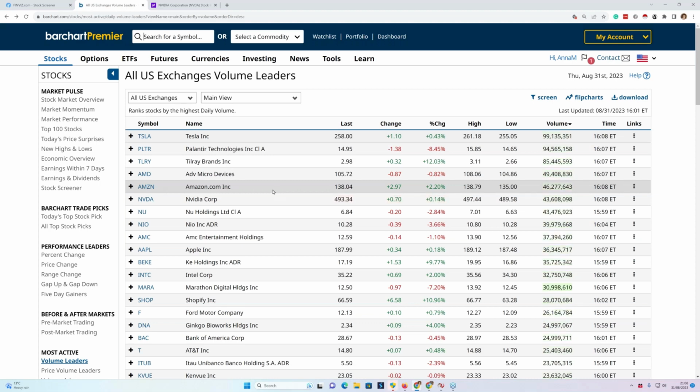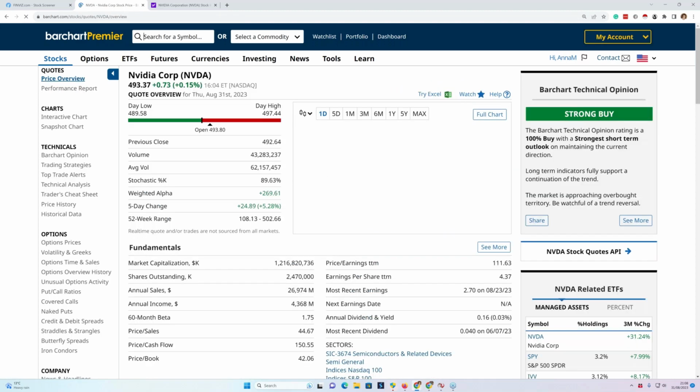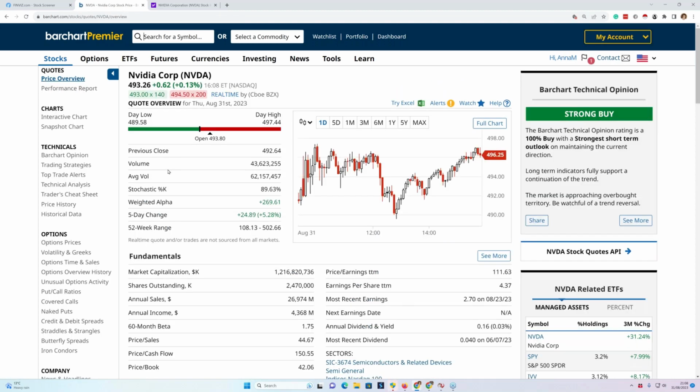What are we looking at? Let's see what Nvidia has actually done today. It hasn't moved very much. It hasn't moved at all. The volume has been 43 against an average of 62. So again, a slight pullback. Has that been reflected in the price action? No, we've got an anomaly on the chart.